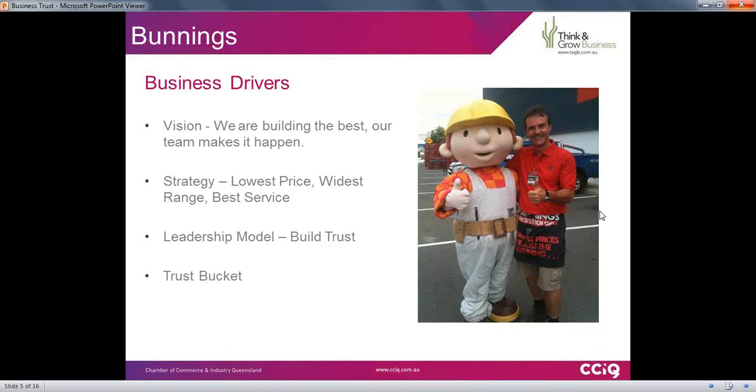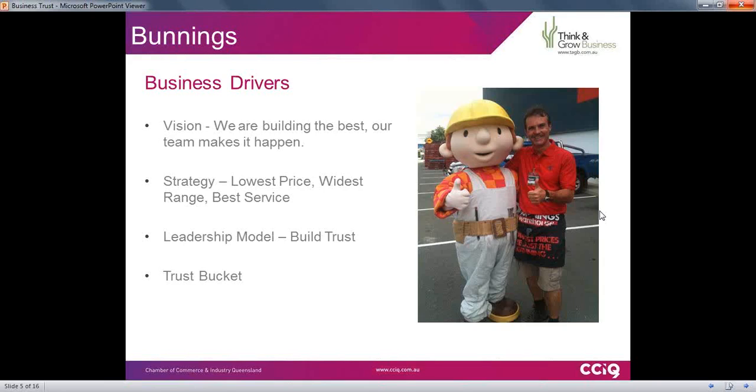Bunnings truly sees everyone as a trusted member of the team, and they're all working towards becoming the best. One of the other main drivers is their strategy: lowest price, widest range, best service. And that hasn't changed. That has never changed. Lowest prices is just the beginning, has never changed. The strategy is simple.